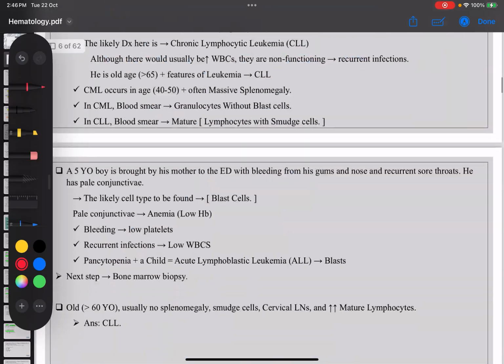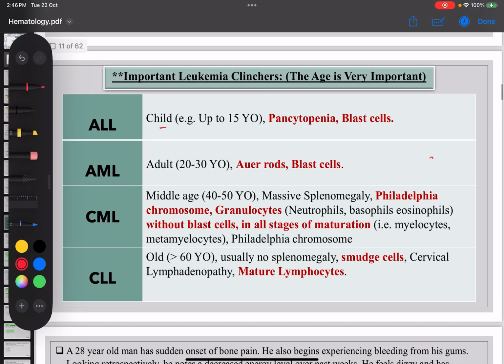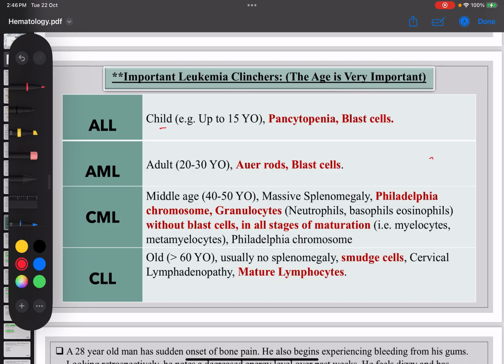Let's just move into a box. Before the exam, you don't have that much time to review all of the things, so we have just given you a box. You can just give a quick review there, and that will be really easier for you to diagnose all of the leukemias. In case of ALL, you'll find the child group, pancytopenia and blast cells. As those are acute cases, you'll get blast cells. What is the differentiating point? In case of AML, you're dealing with the adult. In case of ALL, you are dealing with the child.